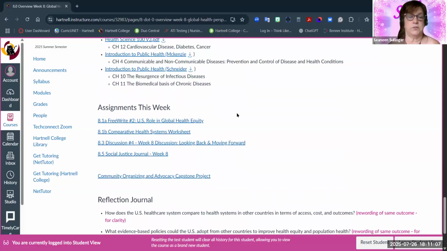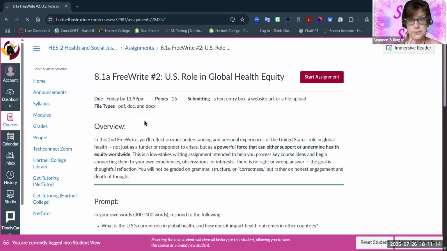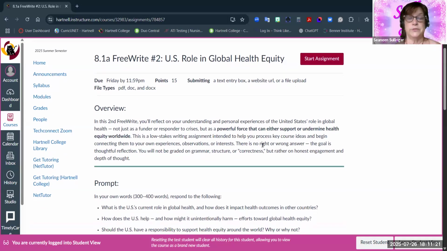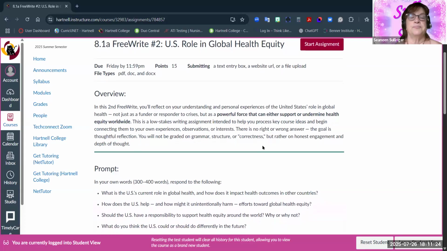So what you will do is you have a free write about the U.S. role in global health equity, because we're also looking at equity as an issue as we talk about the United States and compare and contrast with other countries. It'll be very similar to the first one that you did. You're reflecting on your understanding and or personal experience of the United States' role in global health. So not just as funder, not just providing money and resources to crises or other countries, but as a powerful force that can either support or undermine health equity worldwide.